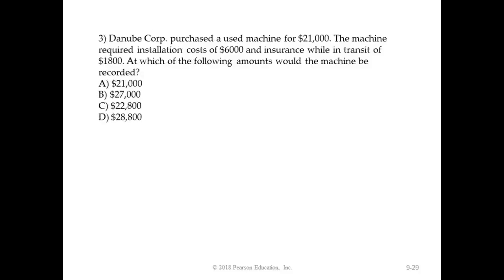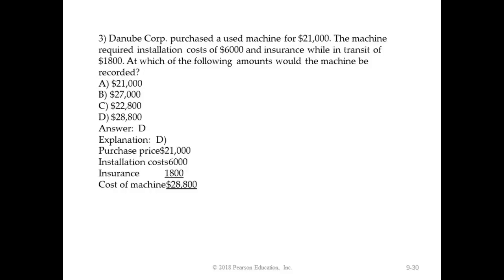Number three, Danube Corp purchased a used machinery for $21,000. The machinery required install costs of $6,000 and insurance while in transit of $1,800. At which of the following amounts would the machine be recorded? Well, definitely, it's going to be the cost of the machine at $21,000, plus the required install costs of $6,000, so that's $27,000. And this would also include the insurance. So the cost of the machinery here is going to be $28,800. Answer is D.